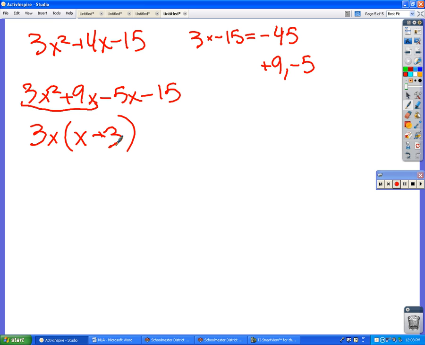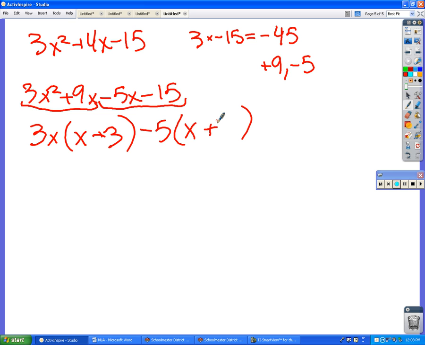Nice job. Now when I look at these 2 things right here, what is the biggest number that I can take out of negative 5 and negative 15? Negative 5. Negative 5 times what is negative 5x? X. Nice. And negative 5 times what is negative 15? 3.